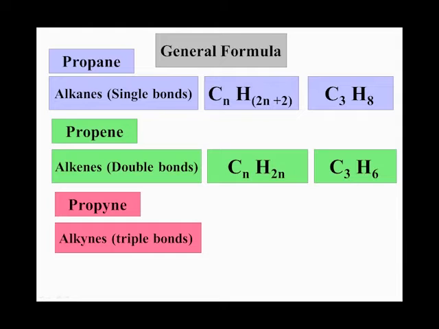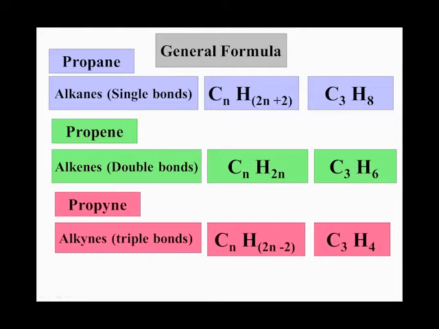Propyne would have the general formula, as would all alkynes, CnH2n minus 2, and then now again we have two more hydrogens missing to accommodate the triple bond.